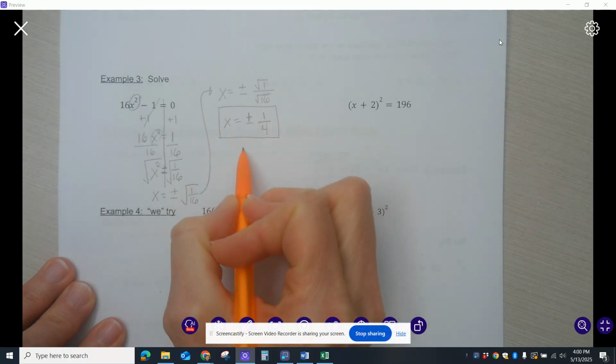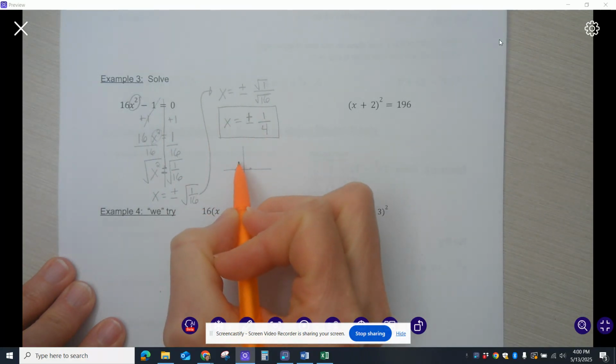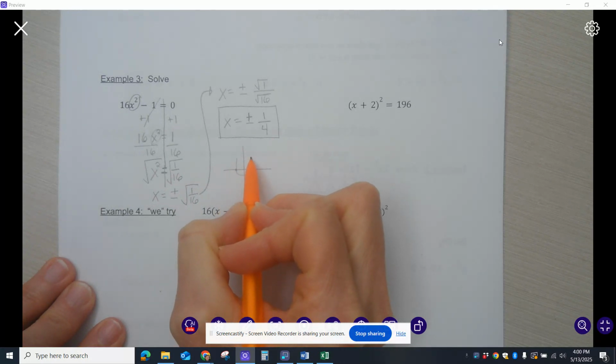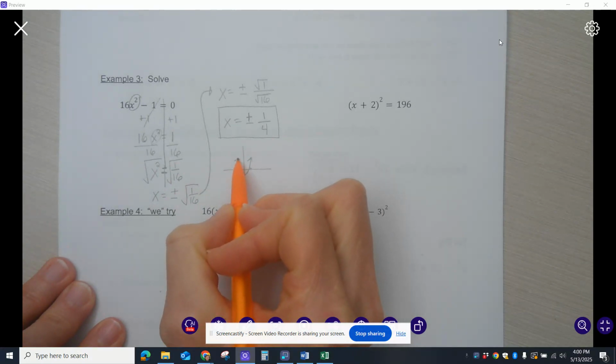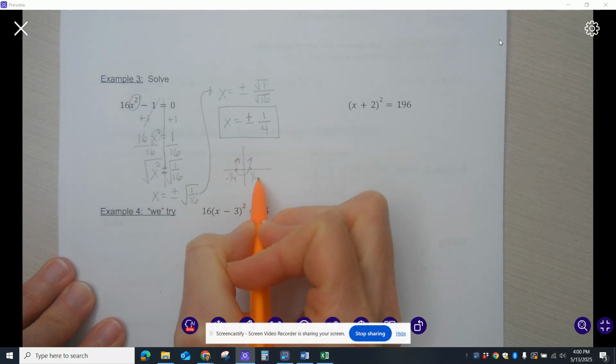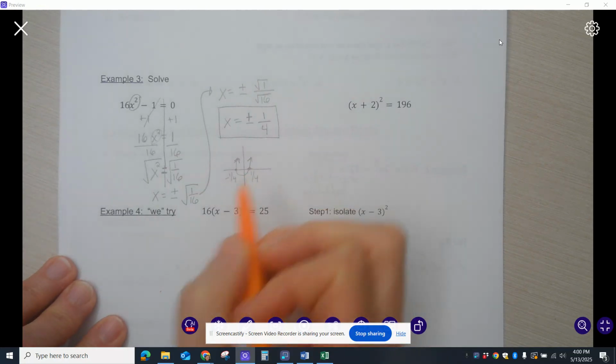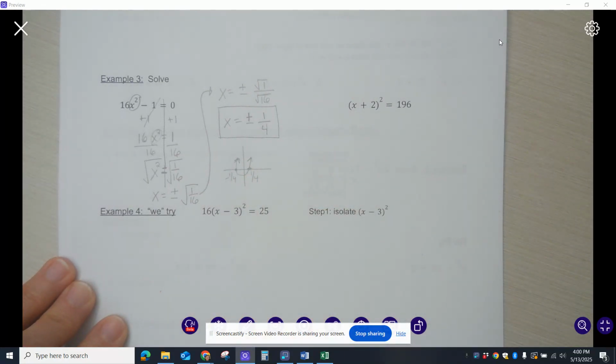So this has two solutions, positive 1/4 and negative 1/4. Because remember, these are solutions to parabolas. So that means this parabola is opening up, and we have one solution over here at negative 1/4 and one at positive 1/4. Solutions to quadratics, I'm sorry. I think I said parabolas.